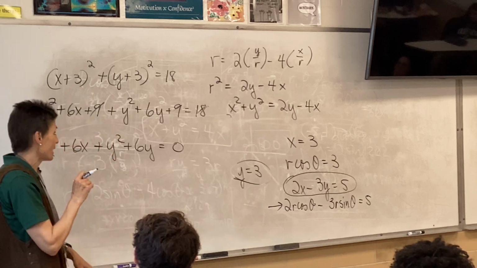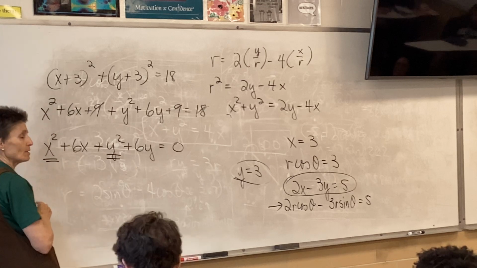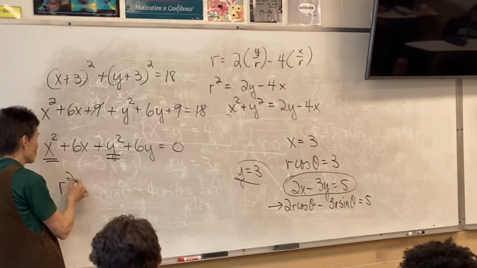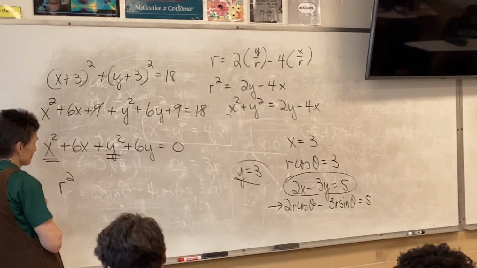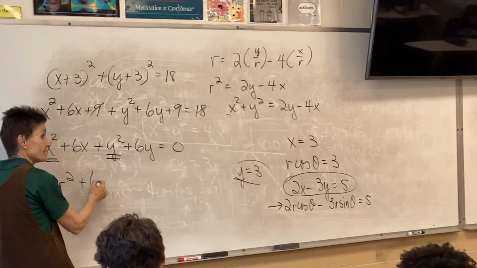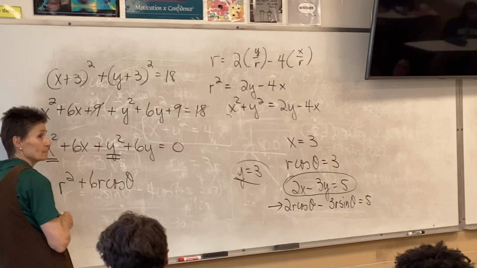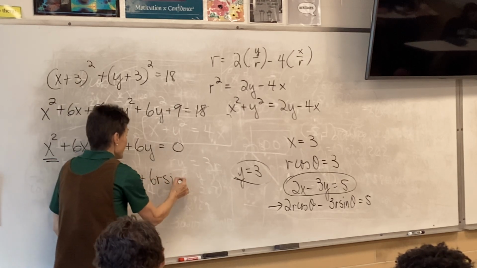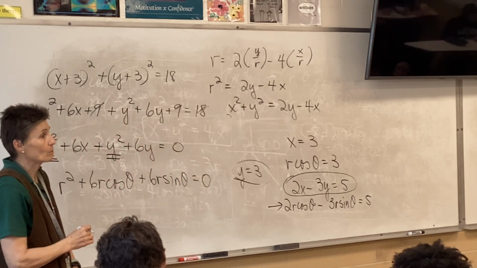Now, let's look at something. What's that part? R squared. So let's just deal with that. So that's gonna be r squared. Now, what about that? Plus 6r cosine theta plus 6r sine theta. And now we have our polar equation.